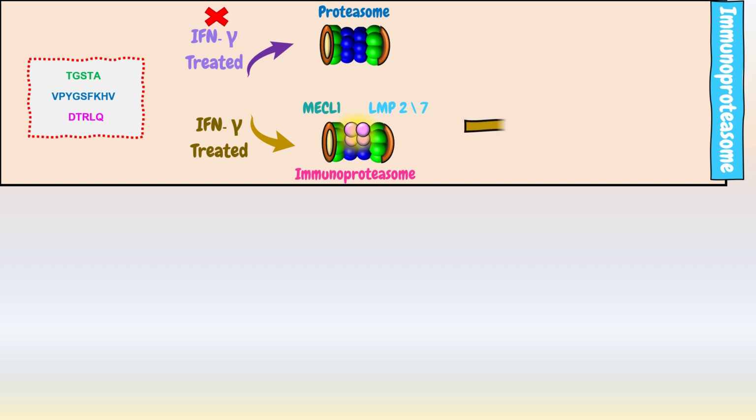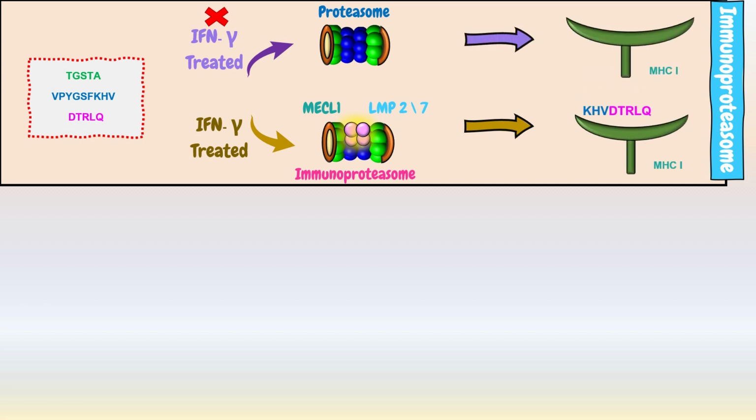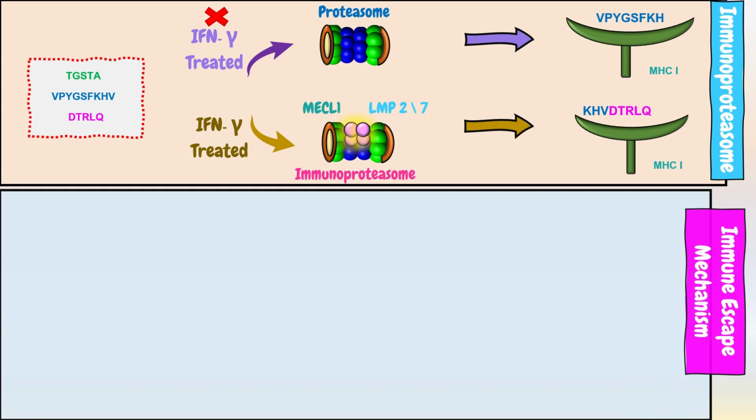Proteins processed by the immunoproteasome can generate a whole different set of peptides than the proteins processed by the simple proteasome. As you can see, the sequence of peptides generated by the immunoproteasome is different from the sequence of peptides generated by the proteasome. Now, let's discuss the immune escape mechanism.